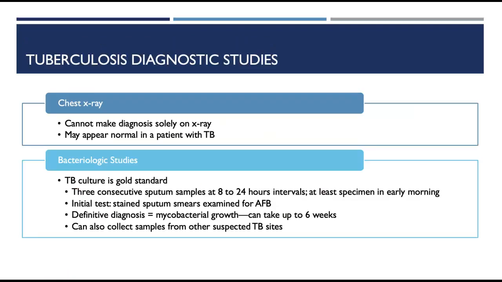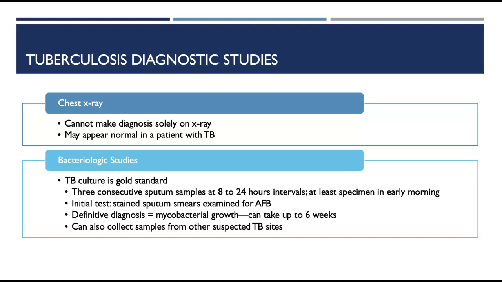Now, additional tuberculin diagnostic tests are a chest x-ray. A chest x-ray cannot make a diagnosis just by an x-ray. It can appear normal in a patient with TB. The number one gold standard for identifying TB is the culture, so that's sputum culture. We do have to get 3 consecutive sputum samples at 8 to 24-hour intervals, and one of those has to be an early morning specimen.